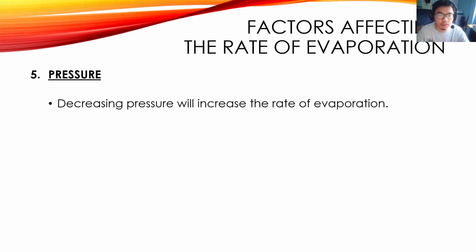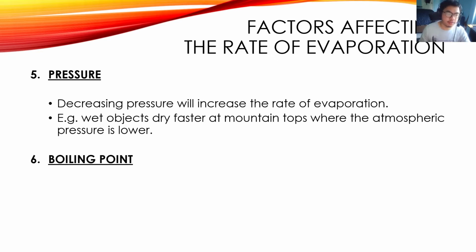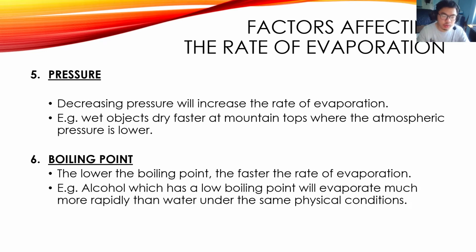Next is pressure. Decreasing pressure will increase the rate of evaporation. For example, wet objects dry faster at a mountain top where the atmospheric pressure is lower. And then the last factor is the boiling point. The lower the boiling point, the faster it is for the substance to evaporate. An example for this is alcohol, which has a low boiling point of about 79 degrees Celsius, if I'm not mistaken, and will evaporate much more rapidly than water under the same physical condition.